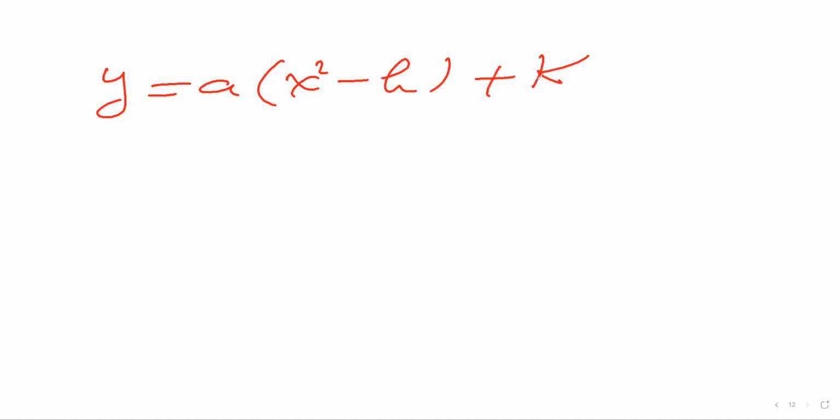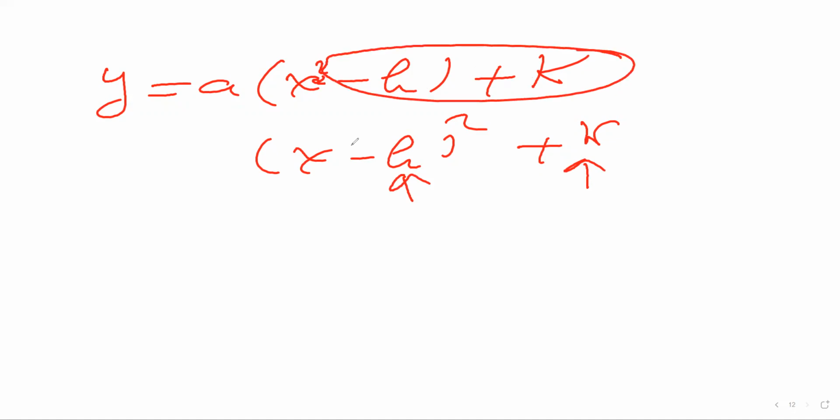This question is in the sheet. I have a big difference between this one and this one. Guys, here there is no horizontal translation, because the square is for the x only. Here we have a translation h and we have a translation k. But in this question, I don't have translation h. I don't have horizontal. I have only vertical translation.